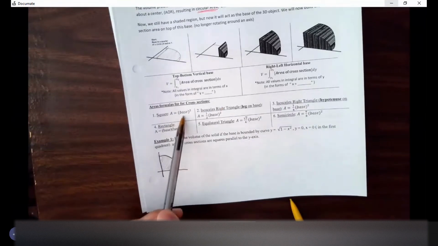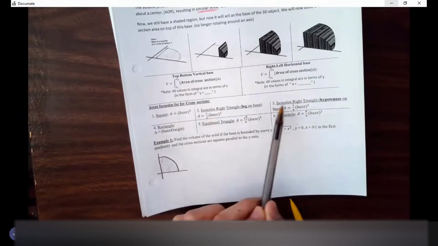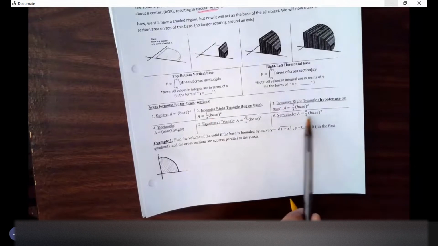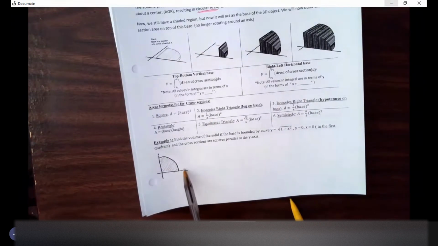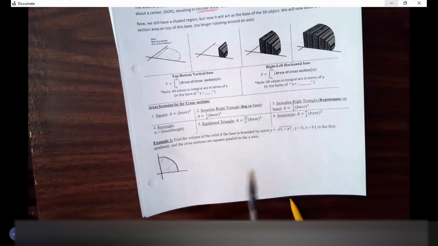It could be the length of a square. It could be the leg of a triangle. It could be the hypotenuse of a triangle. It could be the diameter of a semicircle. But whatever it is, I'm just going to call it base and then plug it into whatever area we want to use it for.